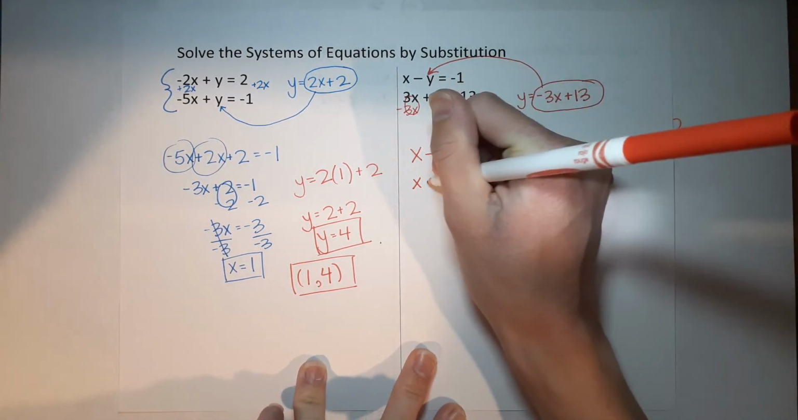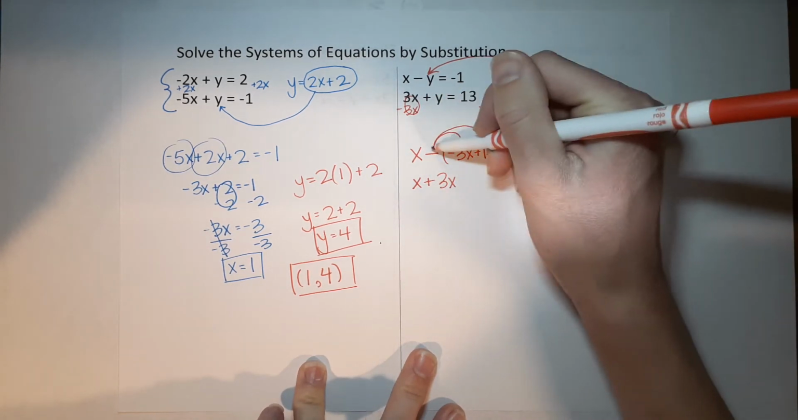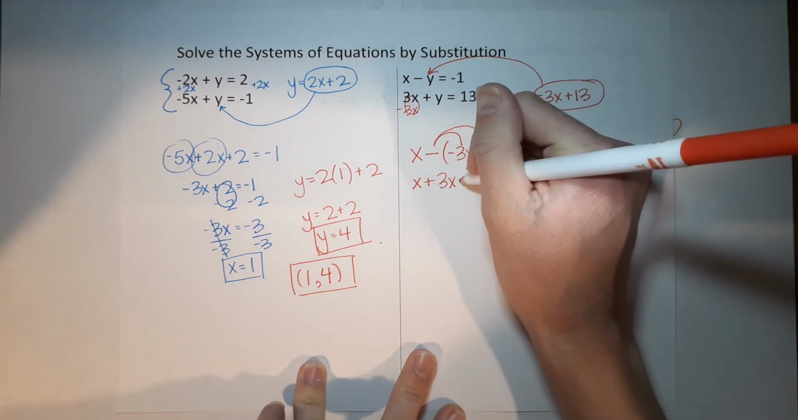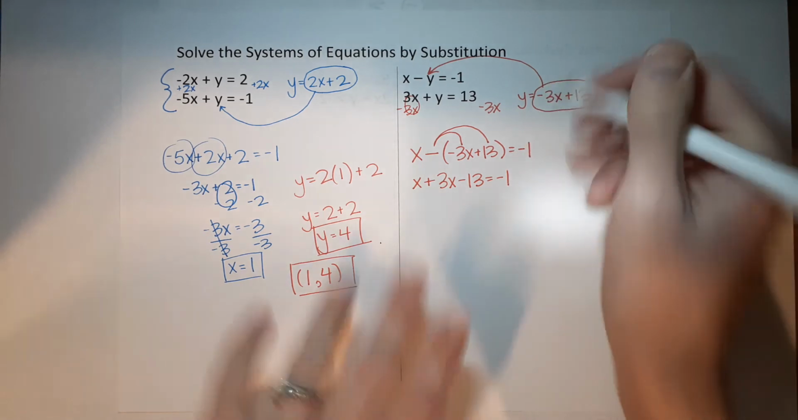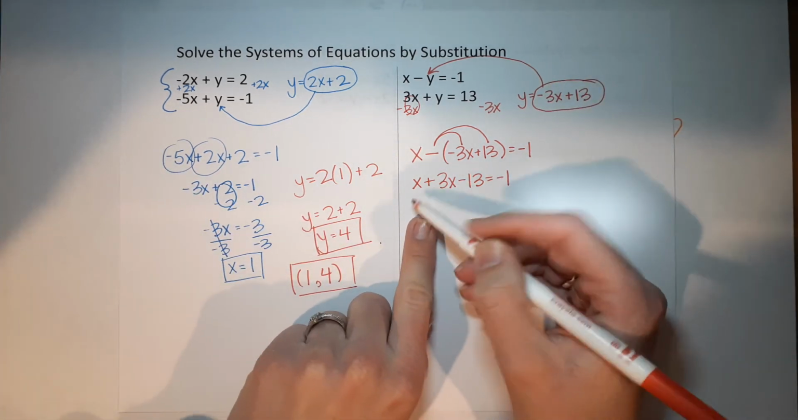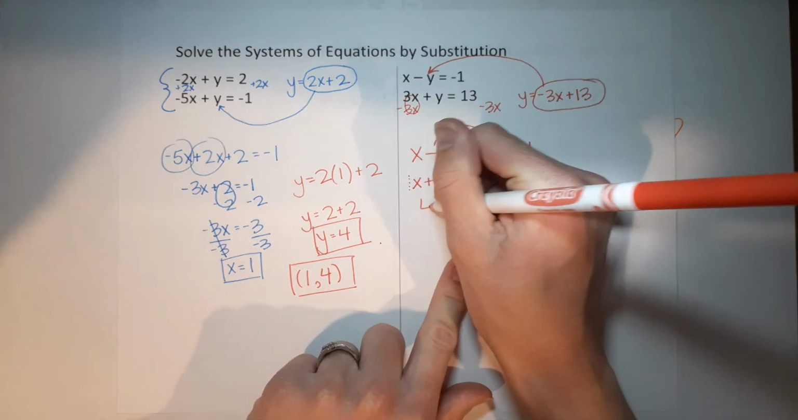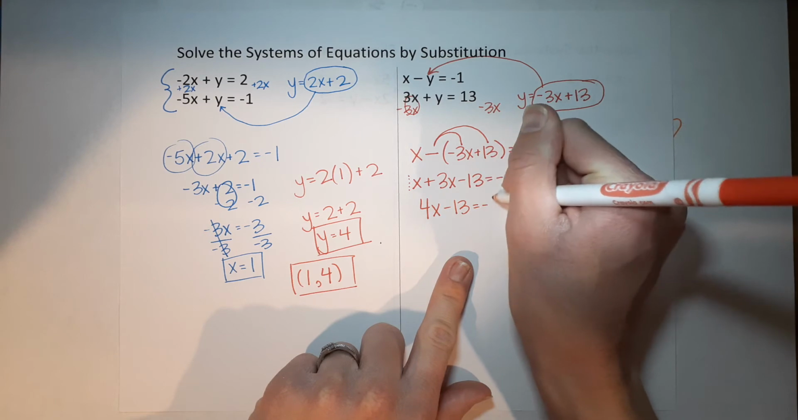So subtracting a negative is a positive, 3x. We're also subtracting that 13. When you subtract a positive, it's just subtract, okay? Equals negative 1. Feeling okay? All right, we've got x plus 3x. This is like 1x, so that gives me 4x's. Minus 13 equals negative 1.